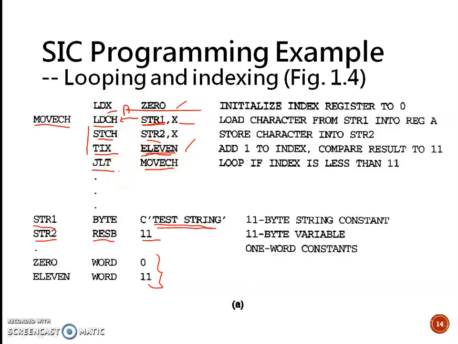And the next statement is JLT, which is the jump instruction. What the jump instruction does is it compares the result of the previously executed statement. Here it is checking for less than 11. If the result obtained is less than 11, then it jumps to the target label, that is MOVECH.